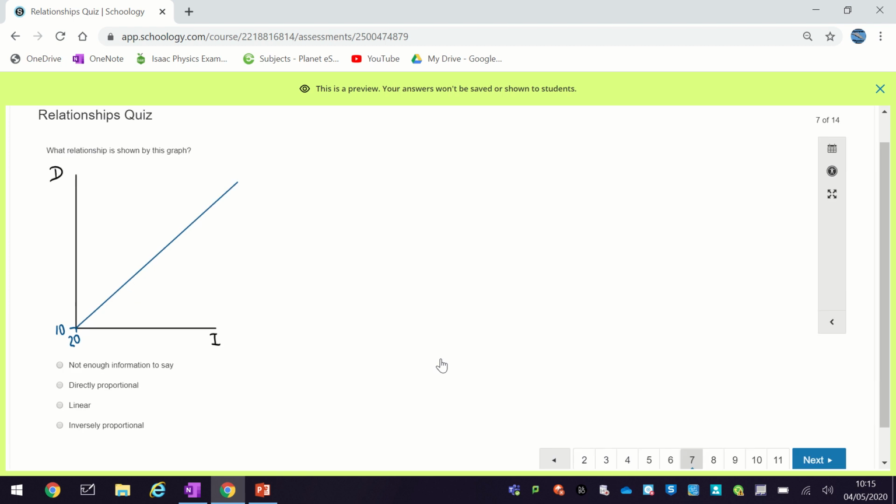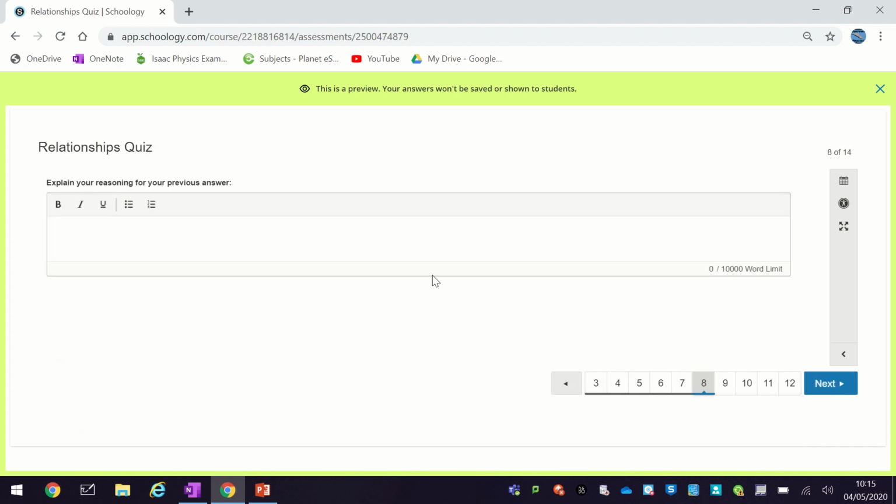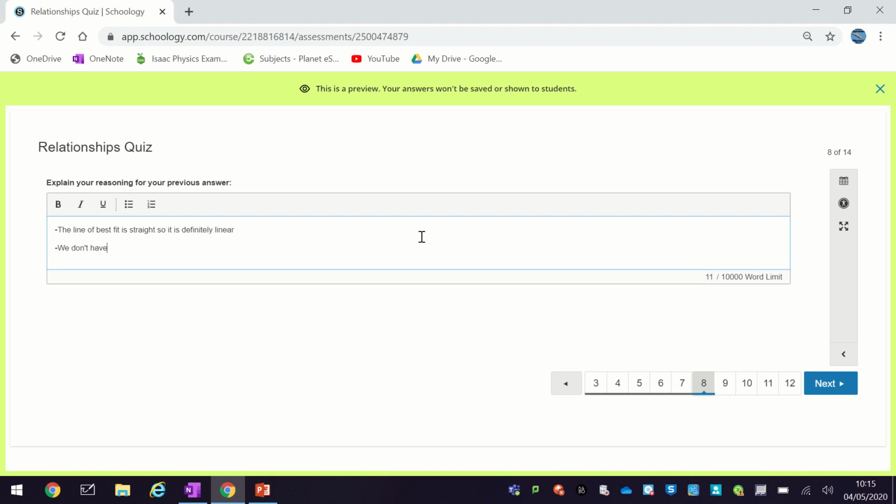Okay, so next graph. What relationship is shown by this graph? So it's a straight line graph, so it's definitely linear. We don't know if it goes through the origin or not, because you can see we started our graph at 2010. So it's definitely linear, but I suppose it could be directly proportional, but we don't have enough information to say that or not. So the line of best fit is straight.